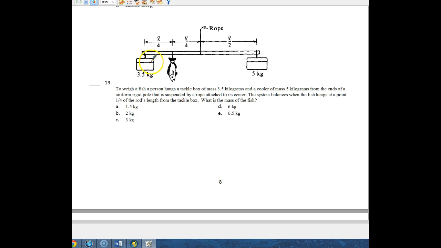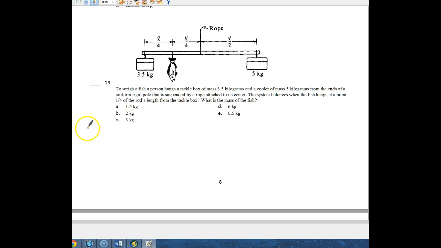And I have two tackle boxes. I've got a tackle box of 3.5 kilograms, and then I've got another one, which is a cooler, and it's 5 kilograms. So I hang both of those, knowing that this one's heavier than this one, and I'm assuming that the fish, wherever I put it, I can find its mass by using the sum of the torques.